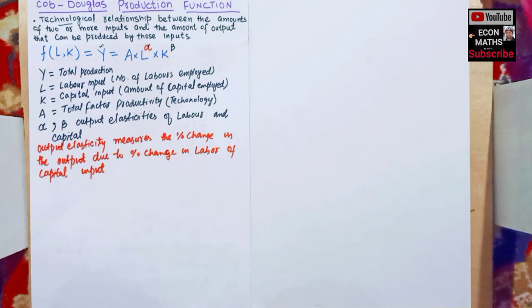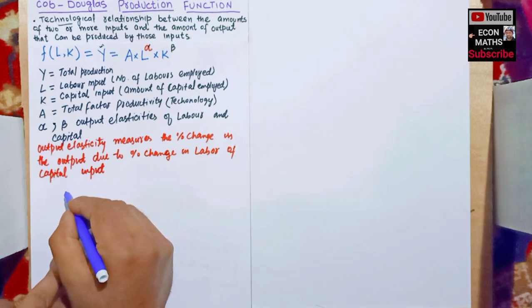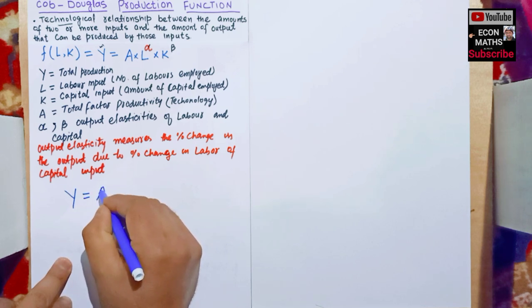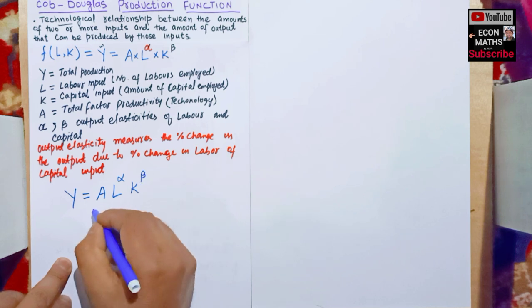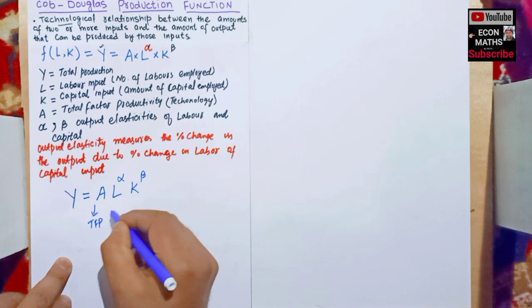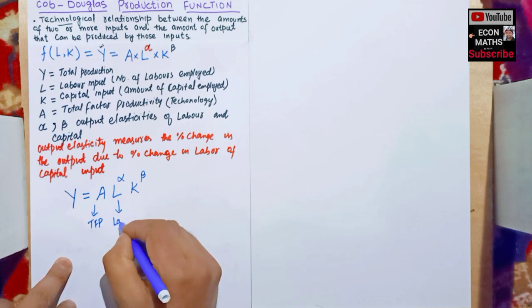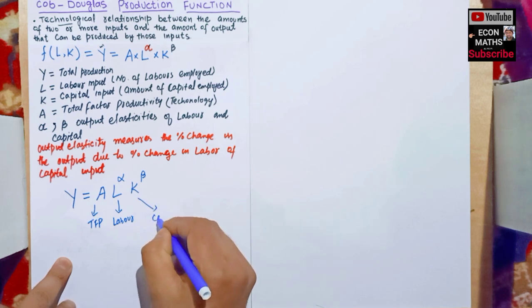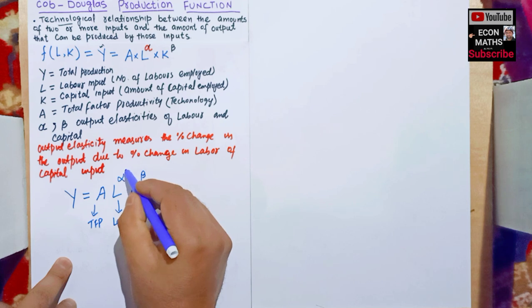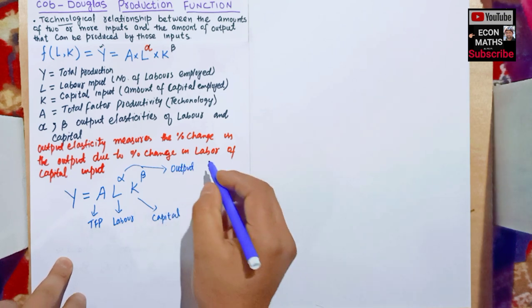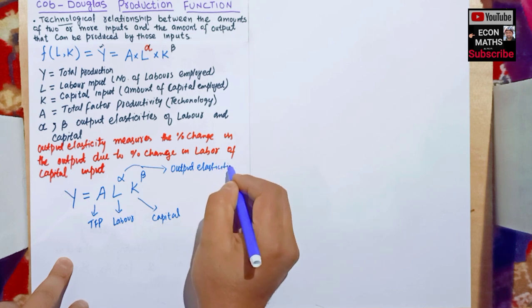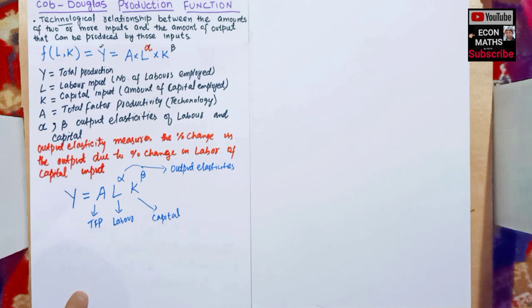I will write it again to explain it. We have Y is equal to A times L to the power alpha times K to the power beta. Here A is the total factor productivity, L is the amount of labor, and K is the amount of capital. Here alpha and beta are the output elasticities. Now what do output elasticities mean? These measure the percent change in the output due to percent change in labor or capital input.